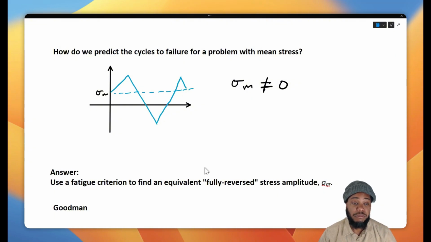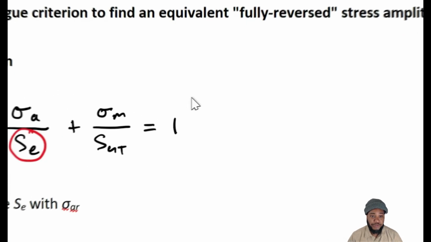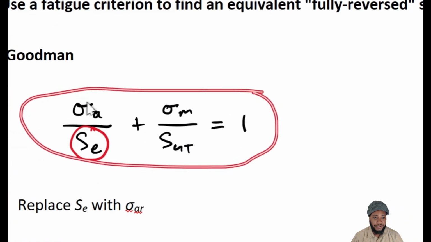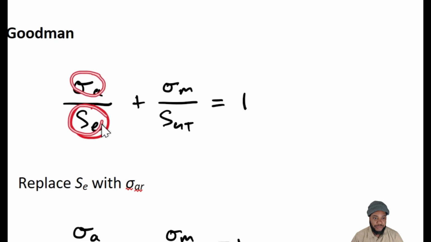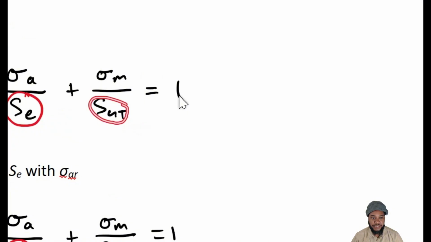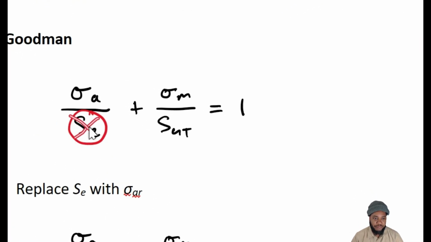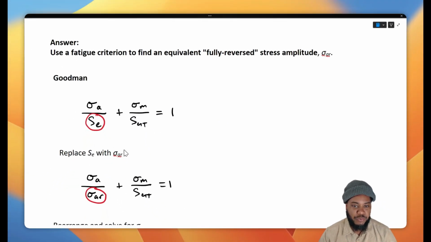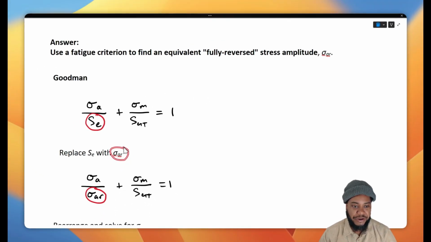Now, how do we do that? Let's start with an example of the Goodman fatigue criterion. The Goodman criterion is just a linear equation. We've got the stress amplitude divided by the endurance limit plus the mean stress divided by the ultimate tensile strength, and we set that equal to 0. Well, what we can do is we can modify Goodman's equation. We can replace that fully reversed endurance limit with our equivalent stress that we want to find, this sigma AR.